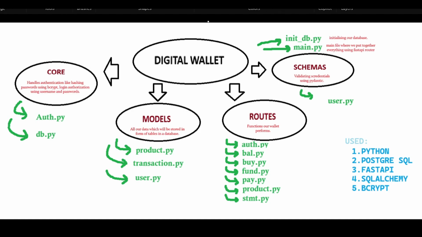I'm going to walk you through my project, which is a digital wallet system that I have built using Python, PostgreSQL, integrating FastAPI, SQLAlchemy, and bcrypt for hashing. This project simulates a real-world wallet, just digitally, with features like registration, funding, transferring money, checking balances, transaction history, and many more things.